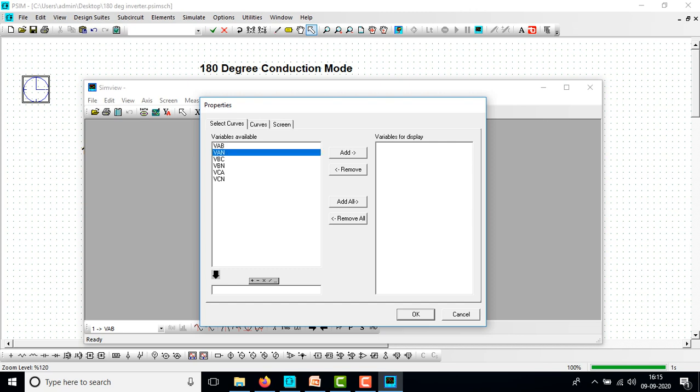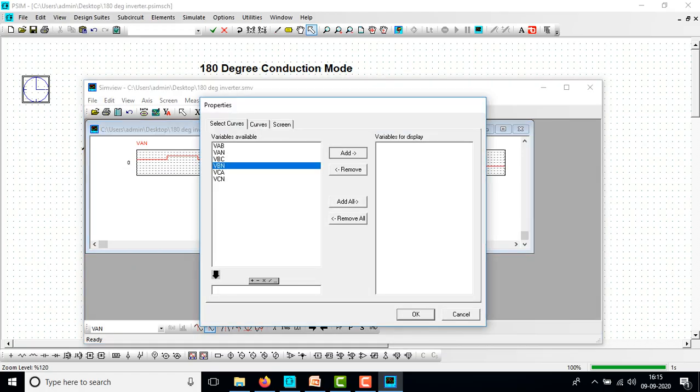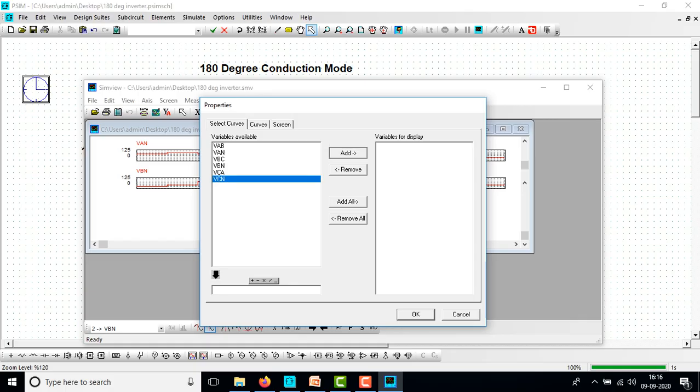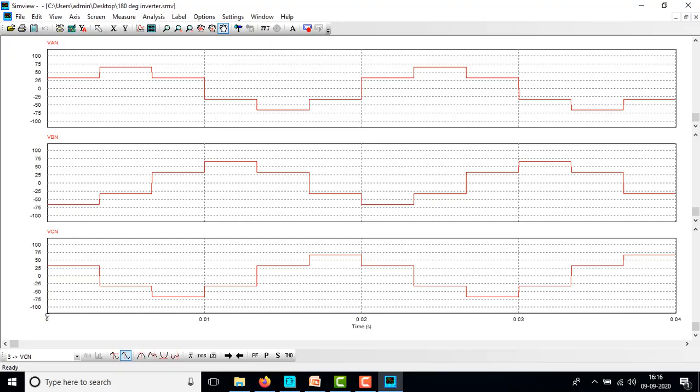first we can see the phase voltage VAN, then next one VBN, and the third one VCN, right? So this will be your phase voltage for the 180 degree conduction mode. So in 180 degree conduction mode we are having these voltages.